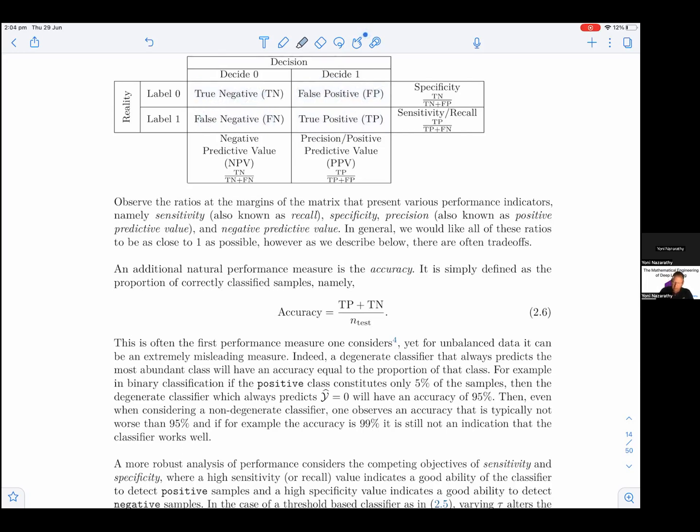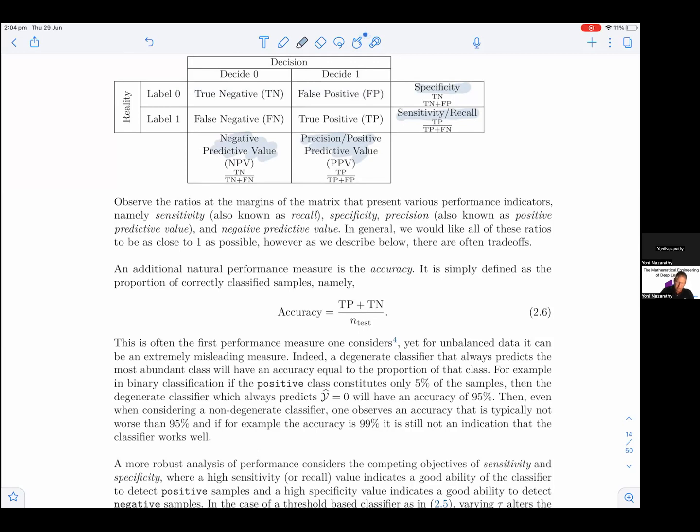Observe the ratios at the margins of the matrix. We have this family of ratios, which are specificity and sensitivity, and this family of ratios, which are negative predictive value and precision. These are two different ways of looking at the margins. Namely, sensitivity, also known as recall, specificity, precision, also known as positive predictive value, and negative predictive value.